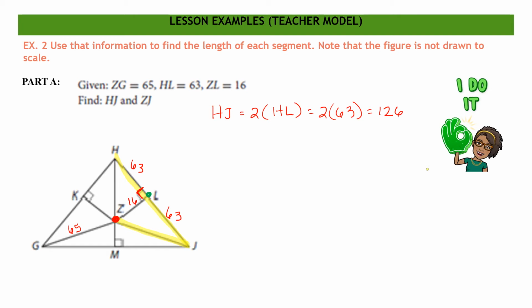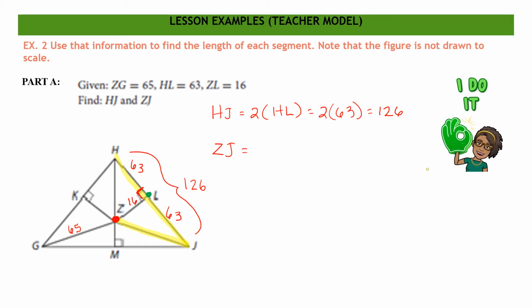So that means the full length of HL is 126. Okay, so now that we've found HJ, let's focus on ZJ. So ZJ is here, right? Z to J is the distance from the circumcenter to one of the vertexes of the triangle.